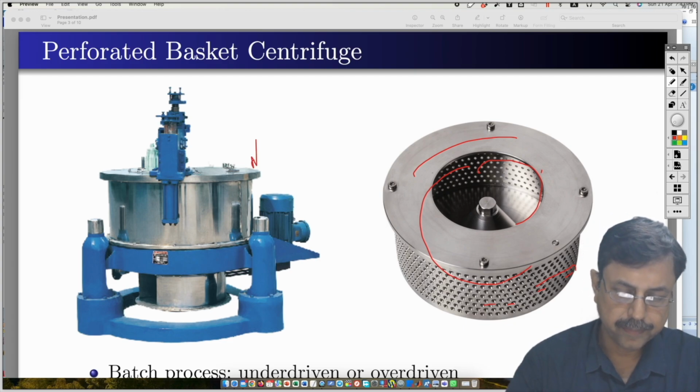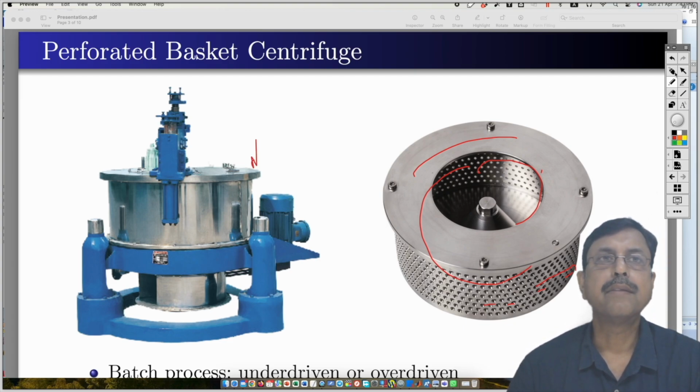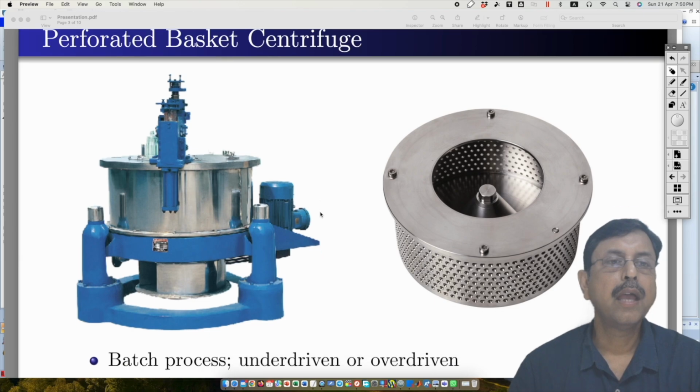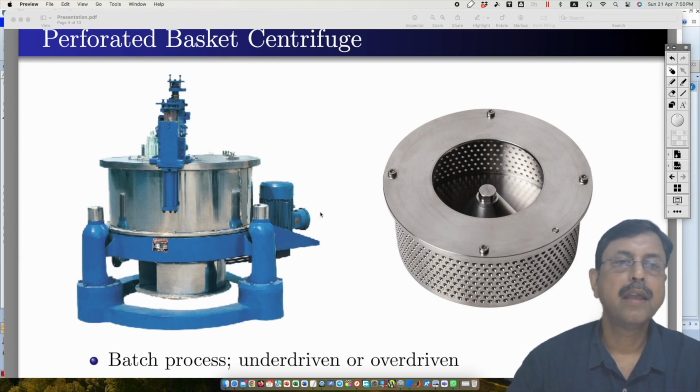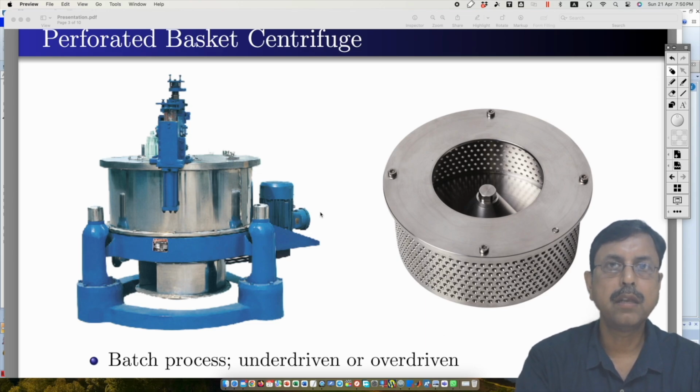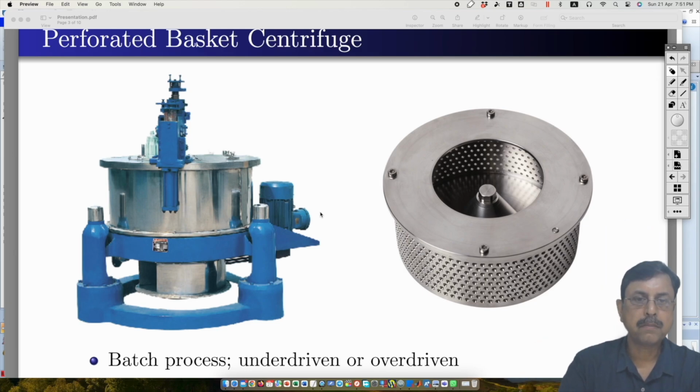Now this is the enclosure of that perforated basket centrifuge, and inside this enclosure this basket is kept, and this is a batch process, and it can be either underdriven or overdriven. It depends upon how the basket is driven. Obviously there will be a motor which will drive the basket or which will rotate the basket. So the motor may be at the bottom and basket may sit on the motor, or motor can be over that and basket can hang from the motor. So depending upon that arrangement, it is called underdriven or overdriven.